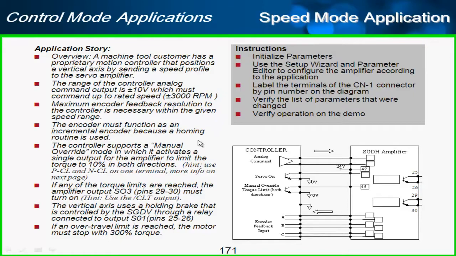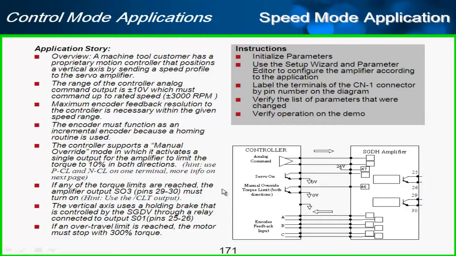The encoder is to function as an incremental encoder, as the controller is using a homing routine, so they don't need any absolute functionality for the absolute encoder. And the controller uses a manual override mode that activates a single output. I have that shown here in this simple drawing. Manual override is supposed to limit the torque. So there's an input we'll use in the Sigma 5 to limit the torque to 10% in both directions.